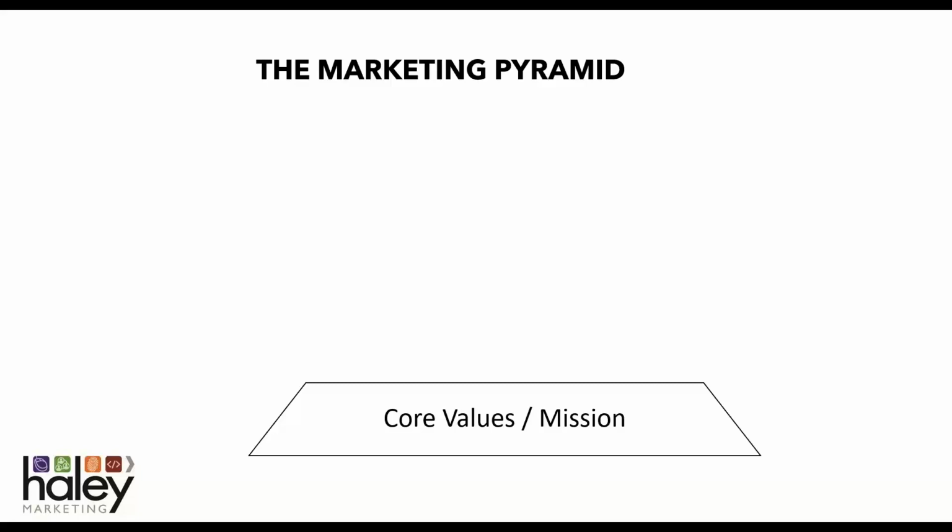And sitting on top of those core values and mission, the next thing is your messaging. And your messaging is all about how do you want to be seen? And when we teach messaging strategy, there's 4 components of your messaging. The first component is your positioning. How do you want to be seen relative to the competition?